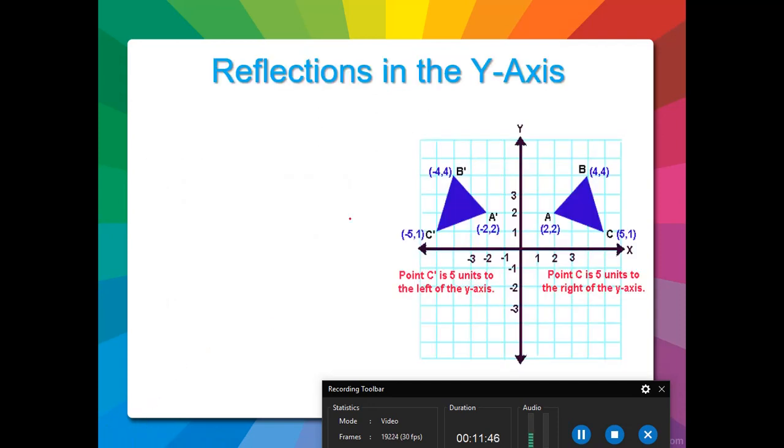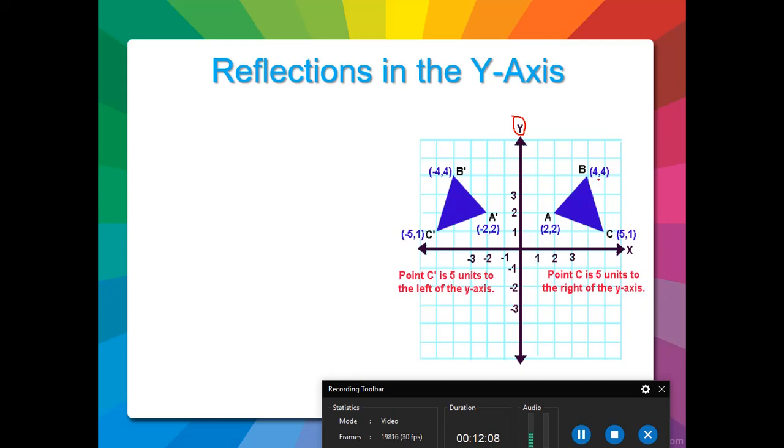Let's look at a reflection in the y-axis. If it helps, you can always circle or highlight the line of reflection. But let's see what's happening here. The figure on the right is my pre-image because there's no prime notation. We have A located at (2, 2). A prime is now (-2, 2).